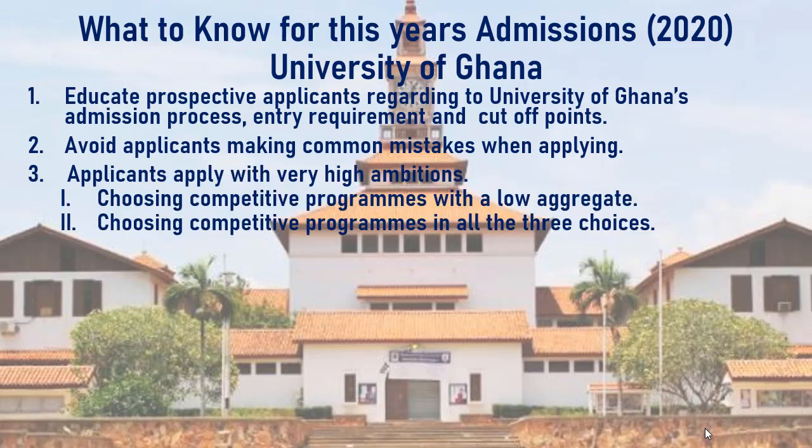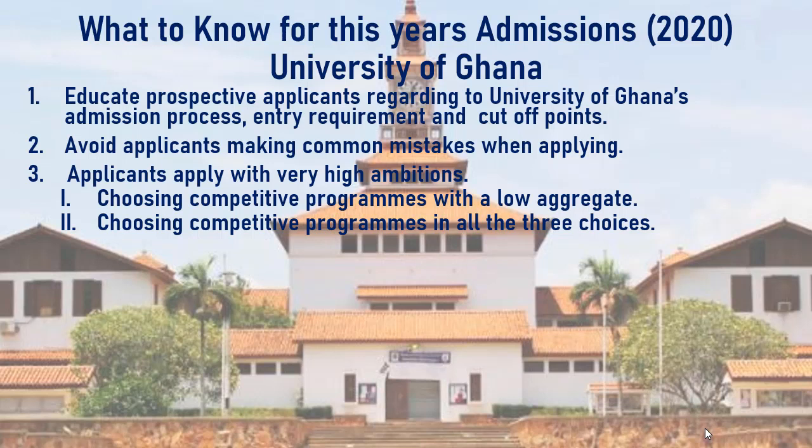Applicants also apply with very high ambitions, such as choosing competitive programs with a low aggregate. What this means is, for instance, when an applicant has aggregate 20 and applies for a program like medicine or law, you realize medicine and law are very competitive programs. So if you have aggregate 20 and you apply for these programs, you don't stand a chance of gaining admission.